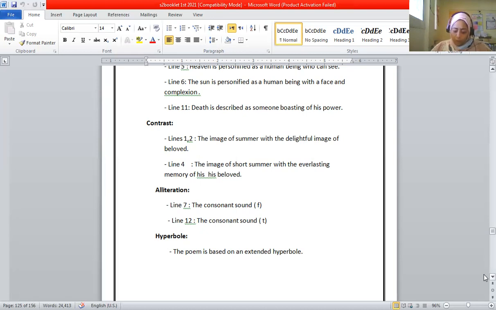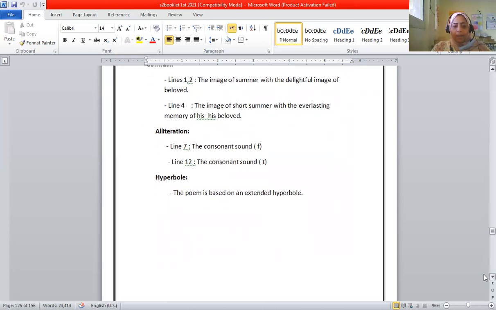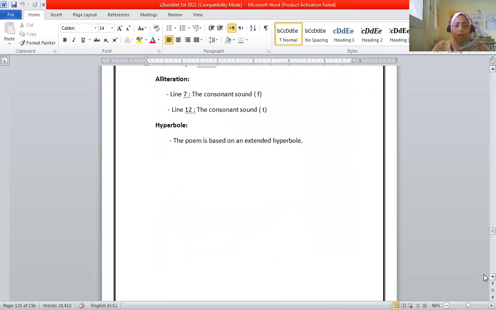Also in line 12, we have the consonant T. Again, we have the consonant T, so again it makes music. The tone is based on exaggeration.